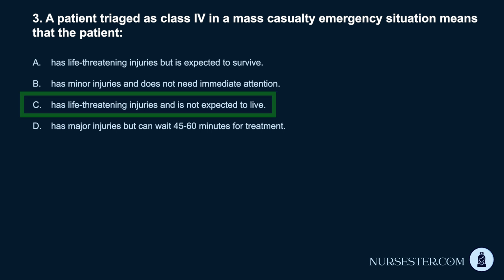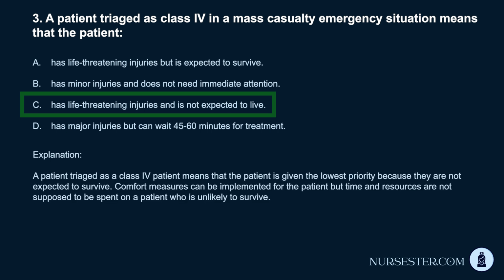Correct answer, C. Has life-threatening injuries and is not expected to live. A patient triaged as a Class 4 patient means that the patient is given the lowest priority because they are not expected to survive. Comfort measures can be implemented for the patient, but time and resources are not supposed to be spent on a patient who is unlikely to survive.